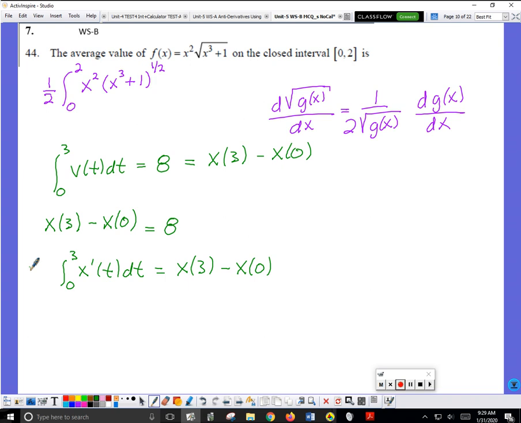I'm describing how the fundamental theorem applies to velocity and position. But the fundamental theorem applies to any function and that function's derivative. So we can rewrite this like this. The theorem applies to any function.